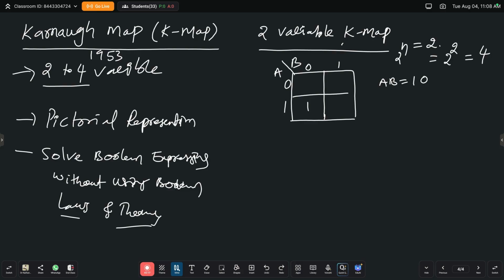So you will get how many combinations? 2 power 2, how many? Very simple. Clear? So, shall we go for 3 variable?